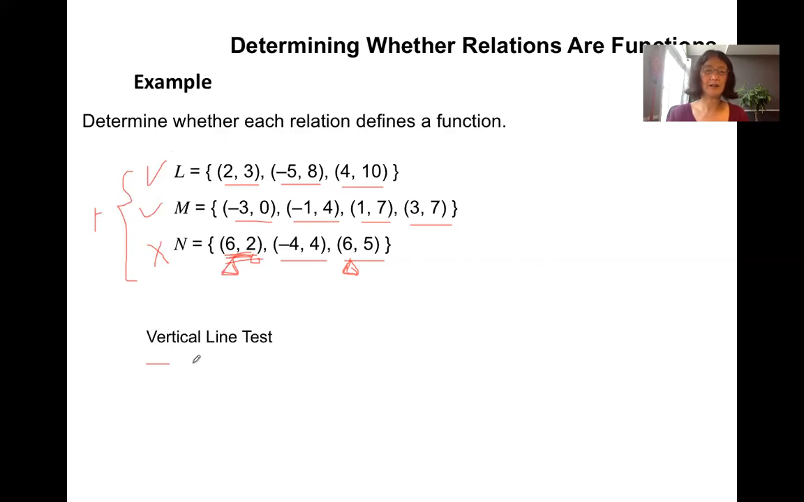And we talk about the vertical line test. If you have a graph like this, you draw a vertical line. If you have two intersection points, that is not a function.